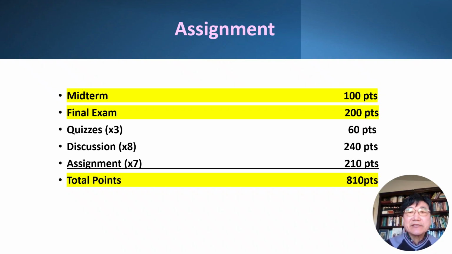Next, let me explain your exams and assignments. The midterm exam will be held in week 4, and the final exam will take place in week 8. The midterm is worth 100 points, while the final is worth 200 points. There will be 3 quizzes, 8 discussions, and 7 homework assignments. So the total is 810 points. For other details, please refer to Blackboard.